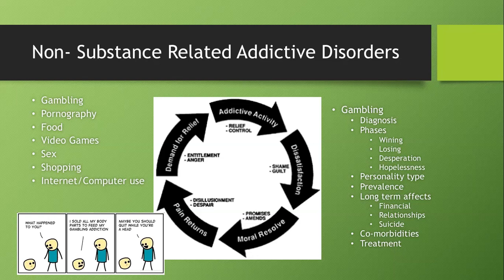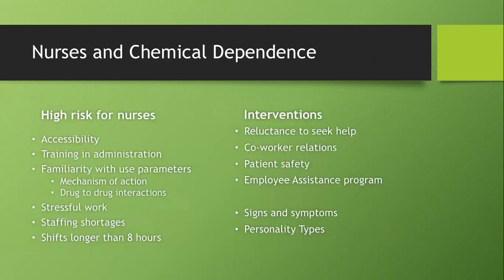Lastly, I want to talk about nurses and chemical dependence. Nurses are at high risk for substance abuse due to easy accessibility, especially to prescription medications. They also have training in administration of medications, so they're familiar with the medications, they understand the mechanism of action, they know appropriate doses, drug-to-drug interactions, and how to use it more safely. They also have greater knowledge on how to treat withdrawal and overdose.